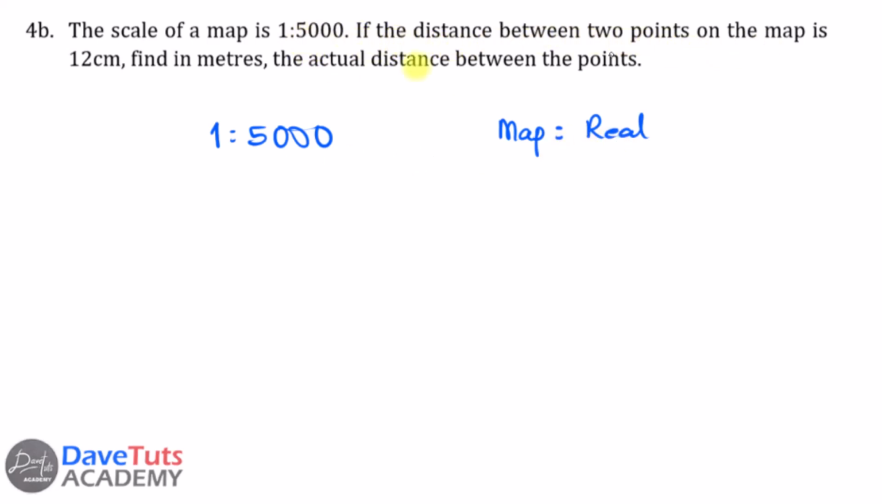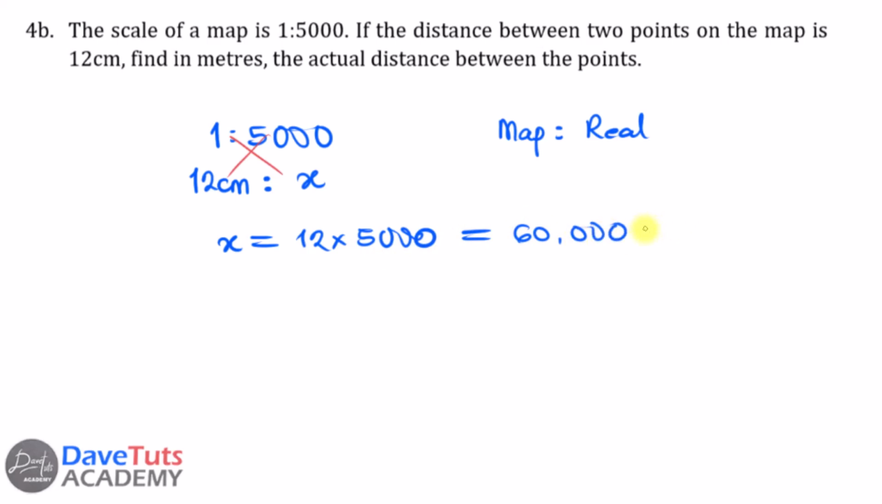Now I am told that the distance between 2 points on the map is 12 centimeters. That means 12 centimeters is now relating to a particular value that we are looking for, which we can call, let's say, x. All right, but now you should note that this x we are looking for will first have to be in centimeters, but since we are asked to find it in meters, we need to eventually convert it to meters. So from here we just cross multiply to say that x will be 12 multiplied by 5000. Okay, 12 multiplied by 5000 will be 60,000, but that 60,000 will be in centimeters.